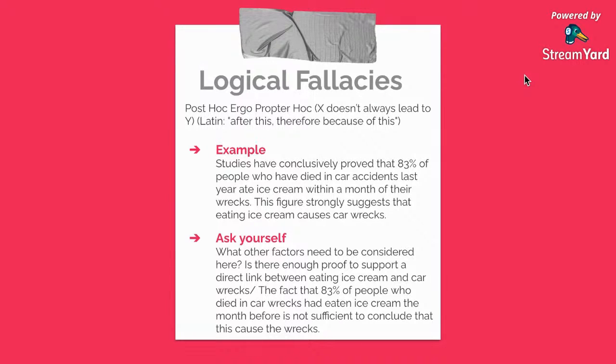So the example here is, studies have conclusively proved that 83% of people who have died in car accidents last year ate ice cream within a month of their wrecks. This figure strongly suggests that eating ice cream causes car wrecks. So you need to ask yourself, what other factors need to be considered here? Is there enough proof to support a direct link between eating ice cream and car wrecks? The fact that 83% of people who died in car wrecks had eaten ice cream the month before, it's not really sufficient evidence to conclude that this causes the wrecks.